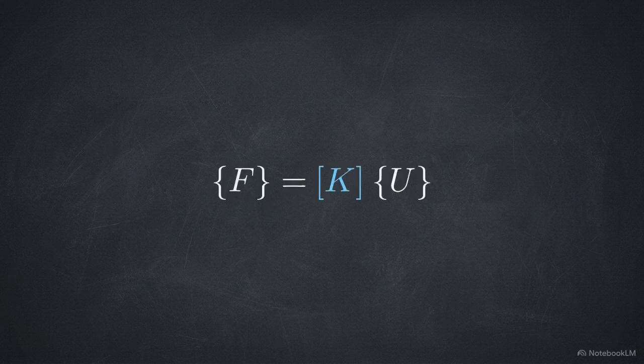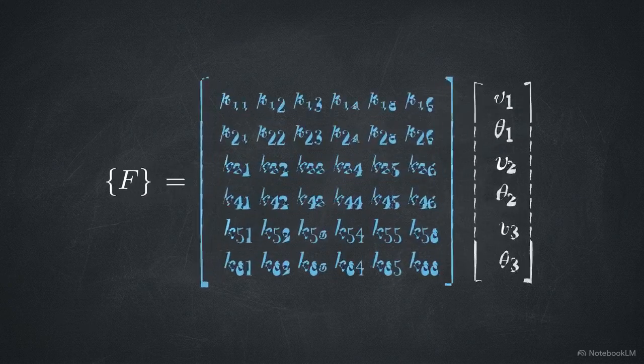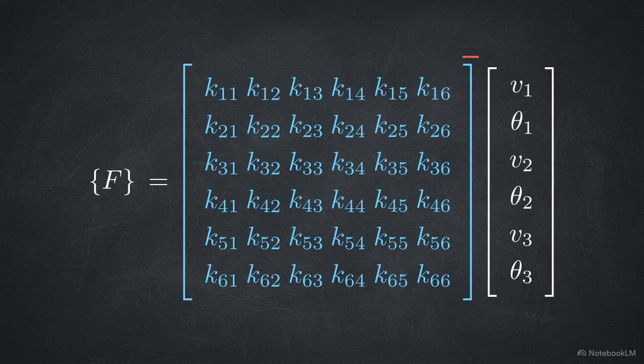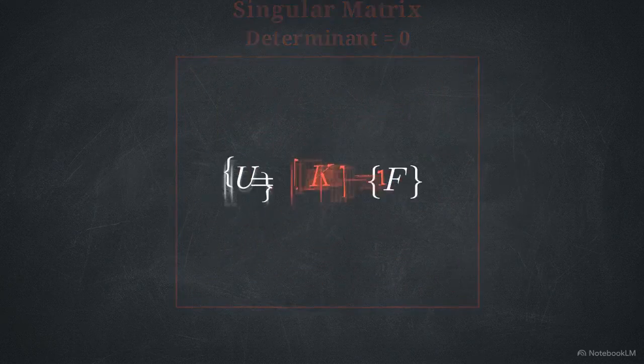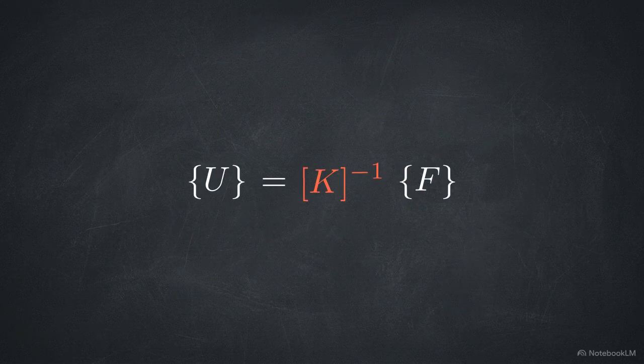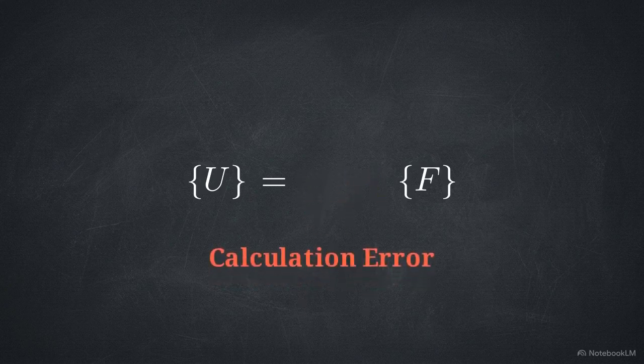Force equals stiffness matrix K multiplied by displacement vector U. The K matrix expands into a 6x6 grid. Because the beam can move infinitely, it is flagged as a singular matrix with a determinant of 0. Algebraic inversion fails. The math cannot resolve infinite motion.